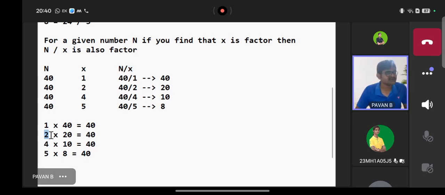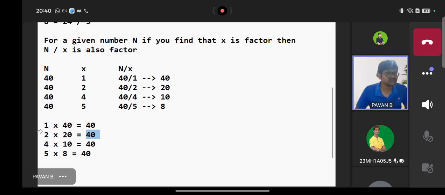Okay, if 2 is a factor, you have to think like, I have 40 with me. They will give you this number, right? 40 is the input, the given number. And you have 2. In the for loop, you are generating 2. Now, how can I get the pair buddy? This is what you have to think.